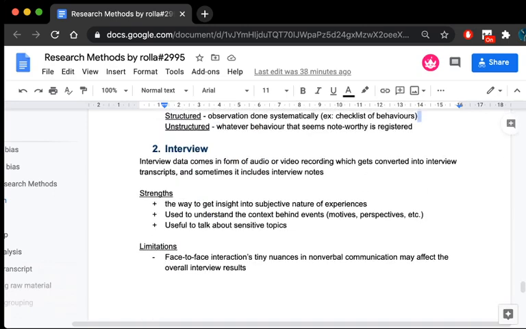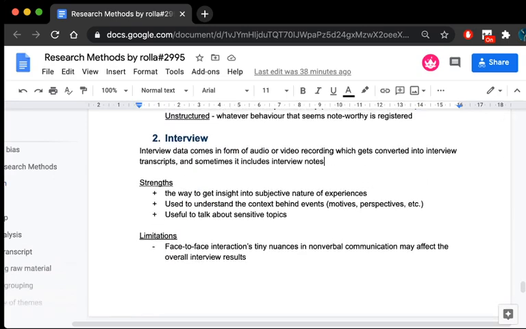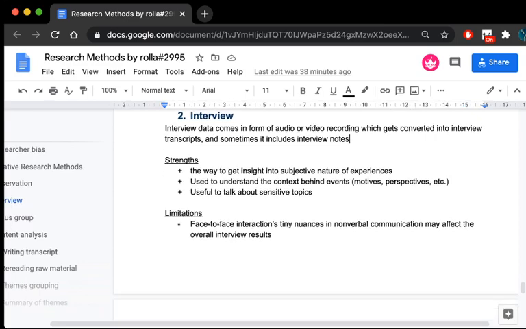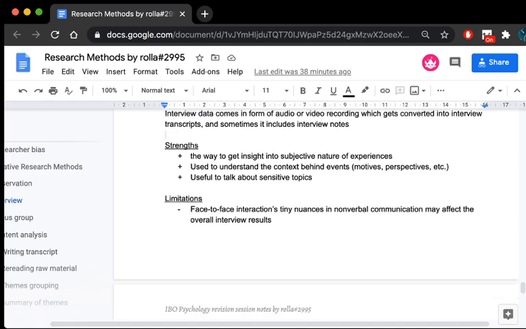Next we have interviews. Interviews come in the form of video or audio recording, which then gets converted into interview transcripts. And sometimes it also includes interview notes. The interview notes are probably observations of particular phenomena that happened during the interview.